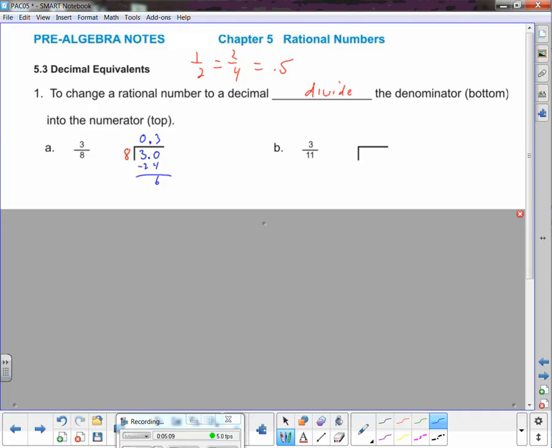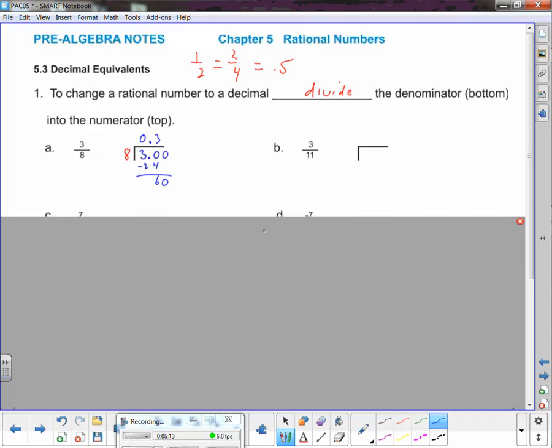All right, so now we need another 0, right? And now we have to divide 8 into 60, and 8 goes into 60 how many times? 7 times, and now we get a 56. And we get a 4 left, and we need another 0. And 8 goes into 40 how many times? And finally we're done, right? Because that gives us a 40, and finally no remainder. So what's the decimal equivalent of 3/8? 0.375.